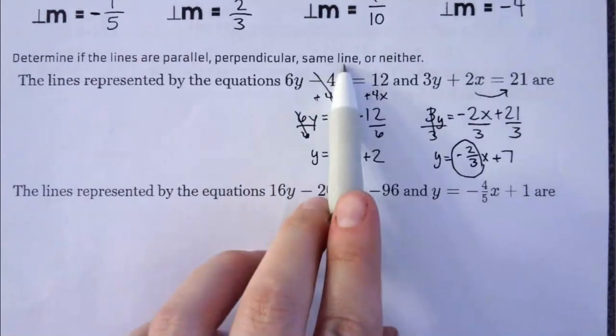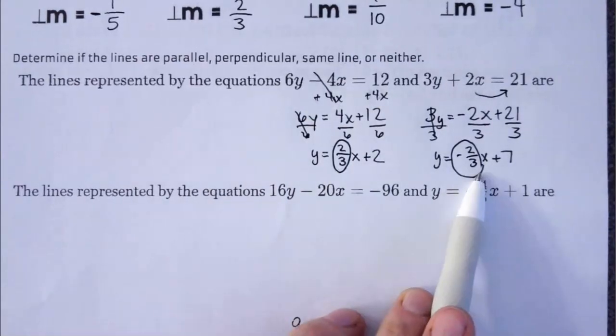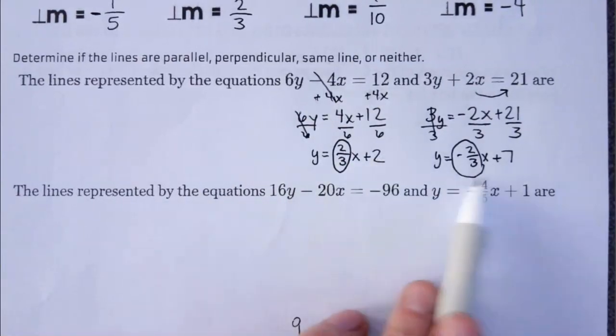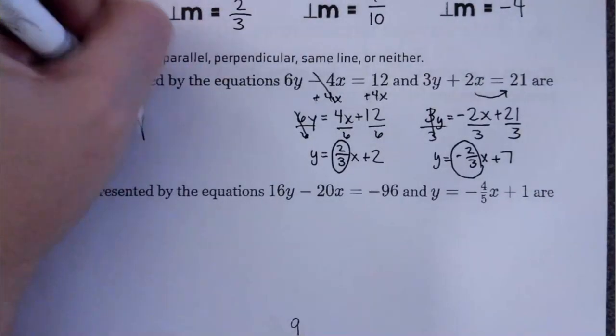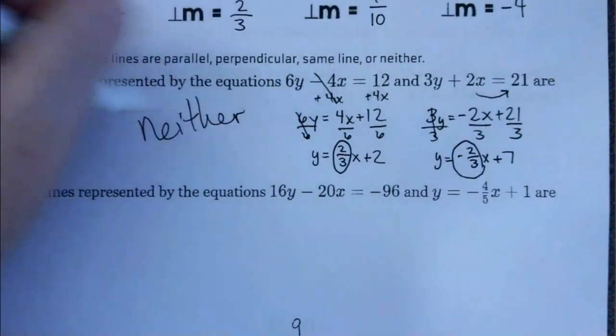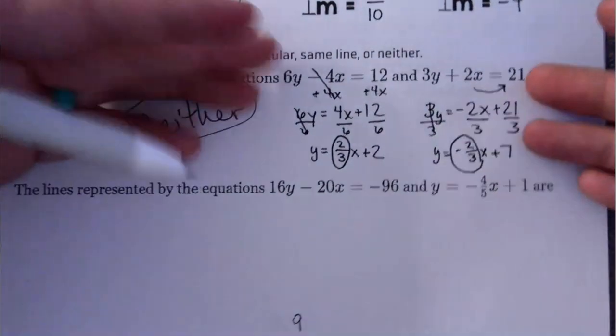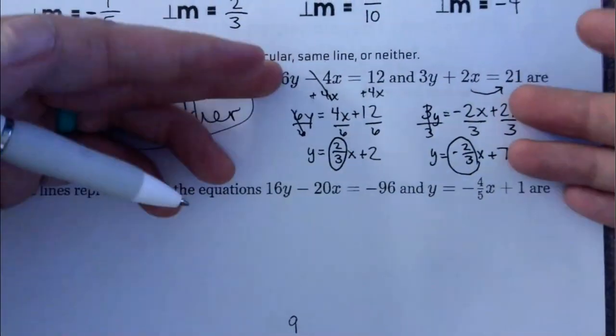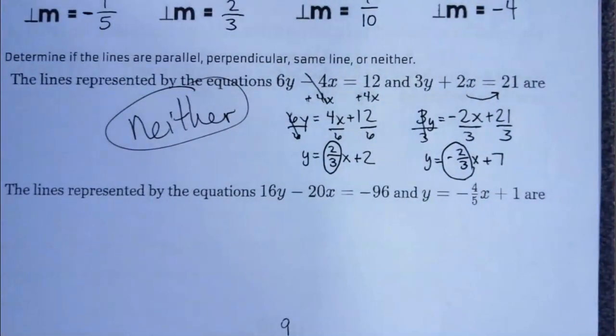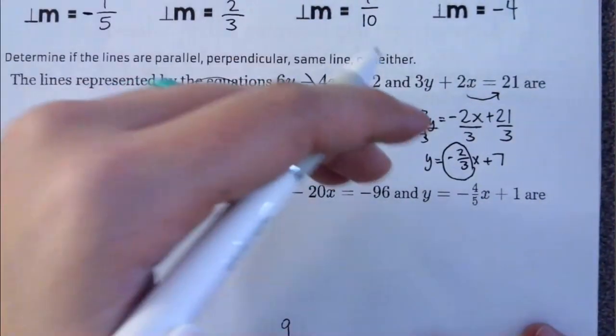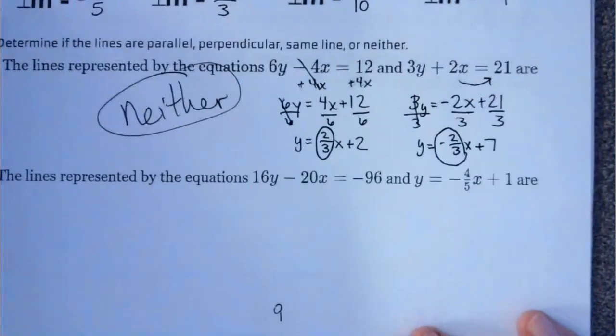Is it the exact same line? No, they aren't the exact same. You can obviously tell that because all the numbers are different. So it is going to just be neither. But when you look at these two lines, you can't really tell that until you change them to slope-intercept form, where you can compare their slopes and their y-intercepts to see if they're the same.